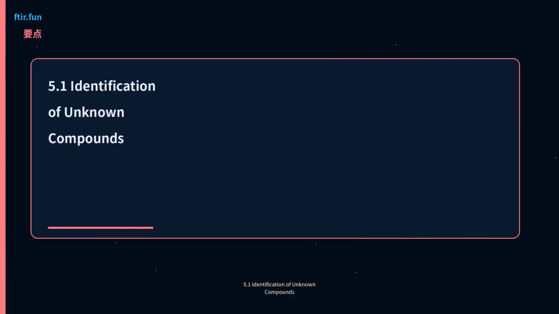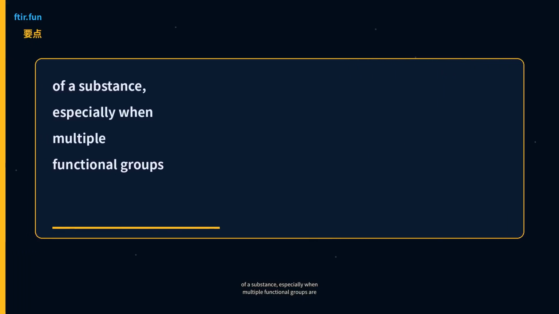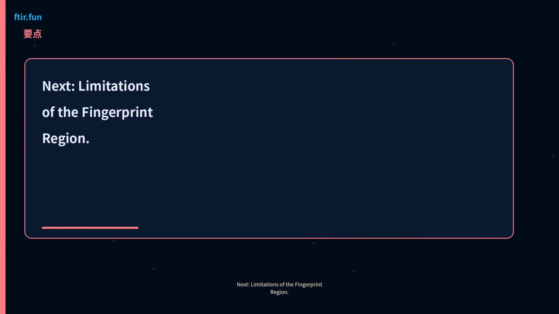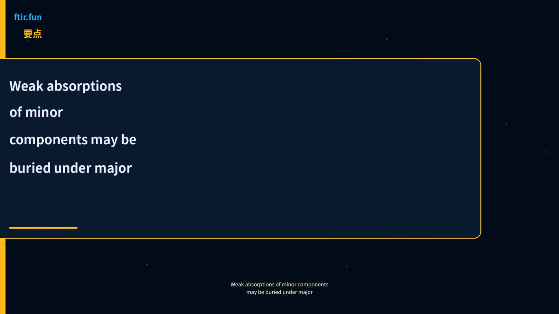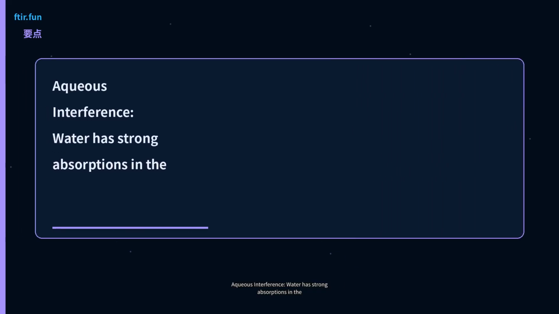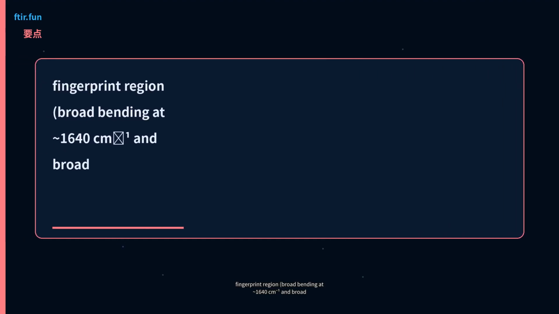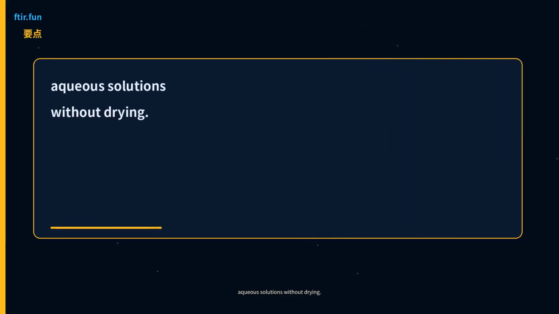Next, applications of the fingerprint region. Identification of unknown compounds. The fingerprint region is essential for confirming the identity of a substance, especially when multiple functional groups are present or when distinguishing between isomers. Next, limitations of the fingerprint region. Low sensitivity to trace components: weak absorptions of minor components may be buried under major component interference. Water has strong absorptions in the fingerprint region: broad bending at 1,640 centimeters and broad stretching below 900 centimeters, making it difficult to analyze aqueous solutions without drying.